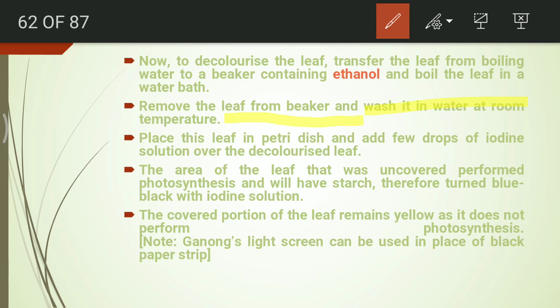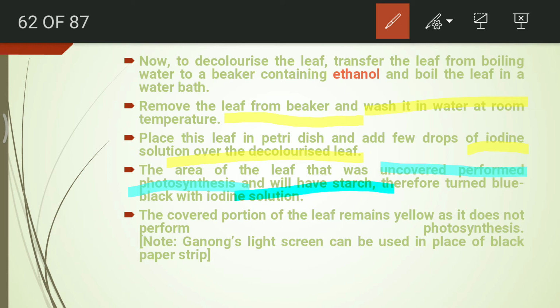When we put it in water, the leaf which has become very soft will become a little brittle, and now it will be capable of showing the iodine test. We just put the leaf in a petri dish and add a few drops of iodine solution over it, which decolorizes the leaf. After the decolorization has taken place, this uncovered part did not show positive photosynthesis, or there has been no photosynthesis.